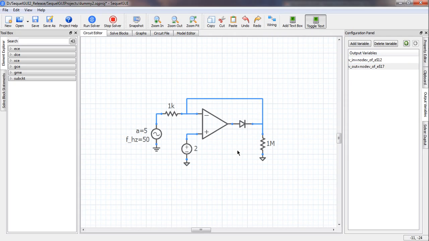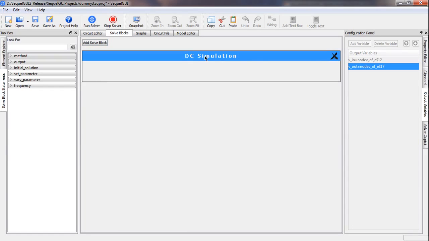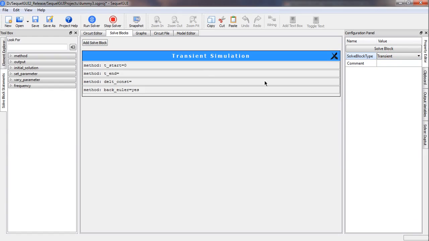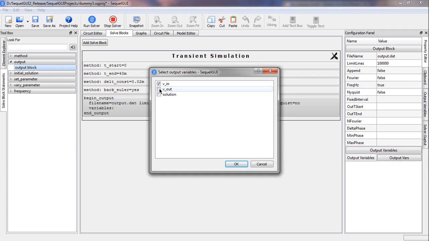Alright. We can now go to the solve block section and define the solve blocks. Let us now define our solve block. We want to do transient simulation, so we need to change this DC to transient, like that. Our time period is 20 milliseconds, so let us say we simulate for 2 cycles, that is 40 milliseconds, with a time step of 0.02 milliseconds, a small time step compared to the period. And we now need to get the output block. In the output block, we will select both V in and V out.